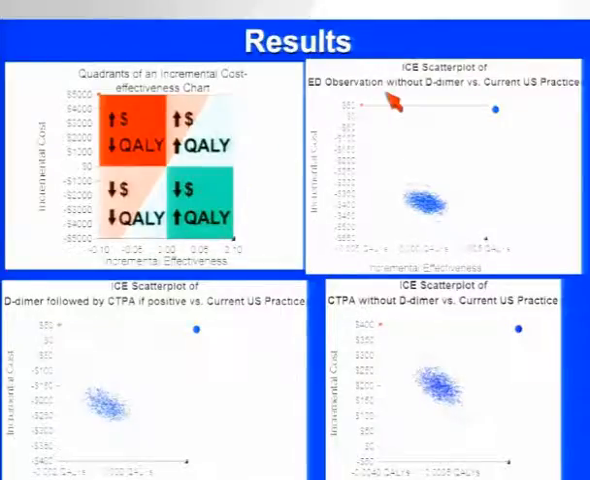When looking at the ED observation group compared to the current U.S. practice, each of these dots represents a patient run through the model. And you'd see that the patients fall down in the green quadrant below the $75,000 willingness to pay line. That would fall here, showing that the ED observation is the dominant strategy. Also for the D-dimer followed by CTPA, the patients again fall in the green, showing it's a dominant strategy. With CTPA, simply performing CTPA in all patients actually falls above the $75,000 willingness to pay line in the red, and that would be an inferior strategy.